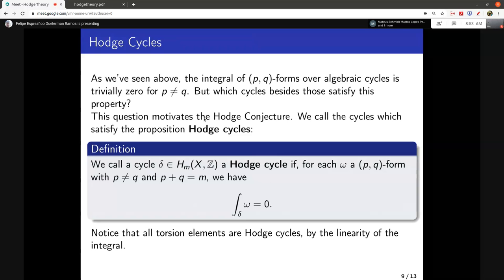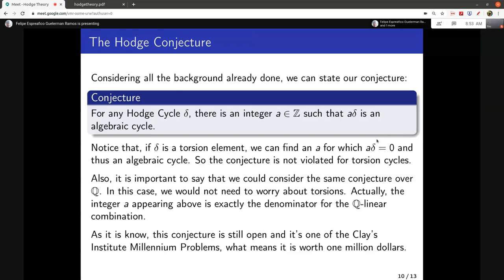And the question of the Hodge conjecture, which we arrived at here, is: is every Hodge cycle an algebraic cycle? Of course, we have the torsion, so we have to consider for any Hodge cycle delta, is there an integer a such that a delta is an algebraic cycle? That's the question. We could just consider everything over Q, and then this a would be just the denominator of the Q-linear combination.